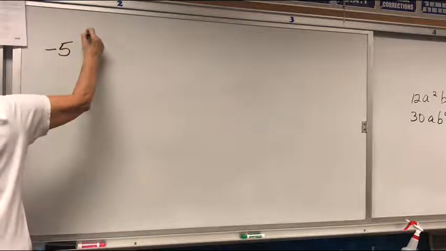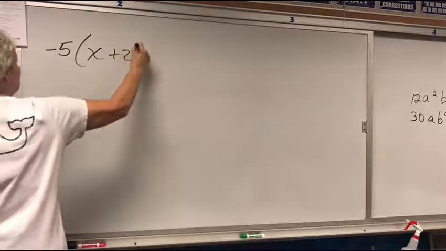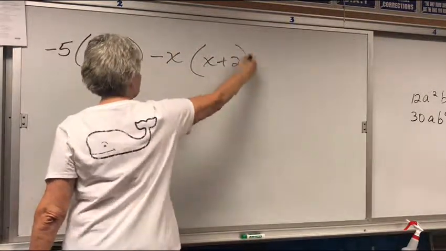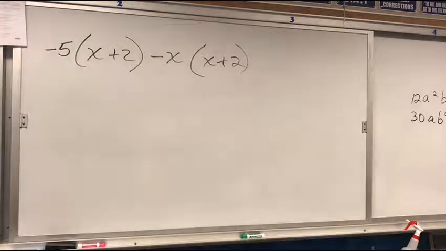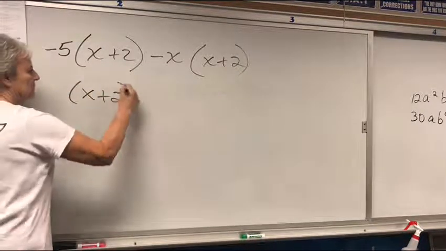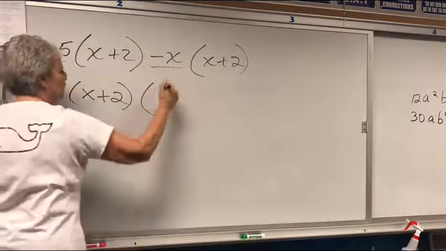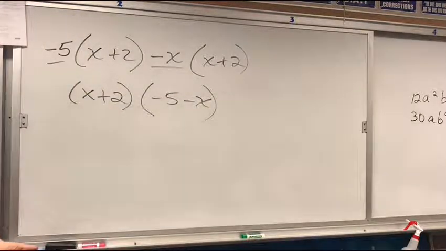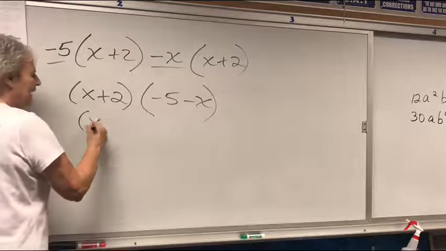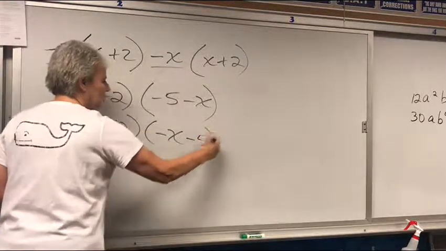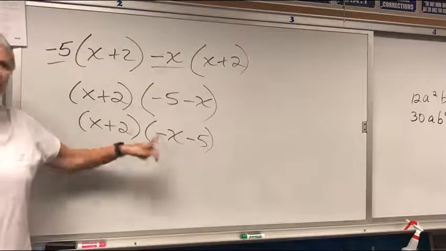Negative 5, x plus 2, negative x, x plus 2. What is the greatest common factor? X plus 2. Now watch what happens. What's left over is not only in the wrong order, but after we do put it in order, we have a leading coefficient that's negative and we're not allowed.